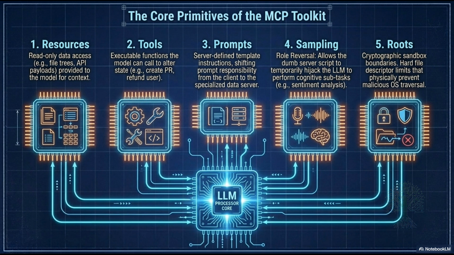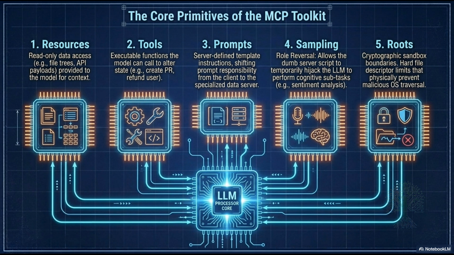But the final concept, sampling, that one really kind of blew my mind reading the docs. It essentially reverses the entire flow of execution. Sampling is definitely the most radical departure from traditional API design in the whole spec. Because normally, in JSON RPC, the client asks for something, and the server just does it. The server is dumb. It has no cognitive power. Right. The Python script running NetworkX isn't thinking. It's just executing math based on the LLM's arguments.